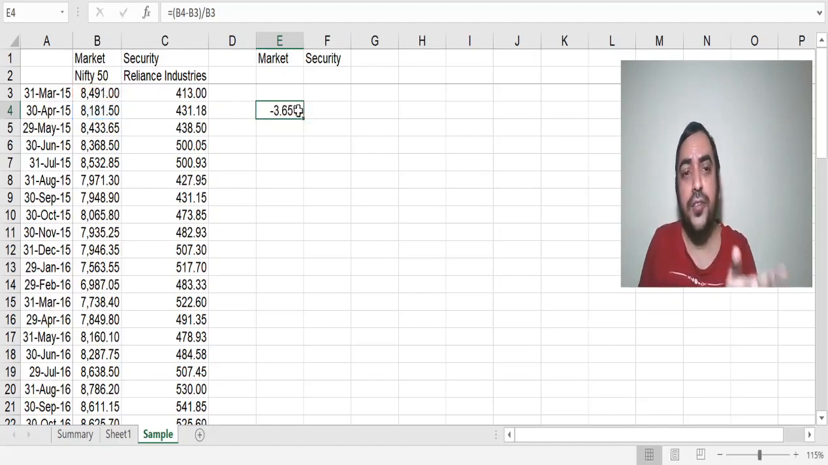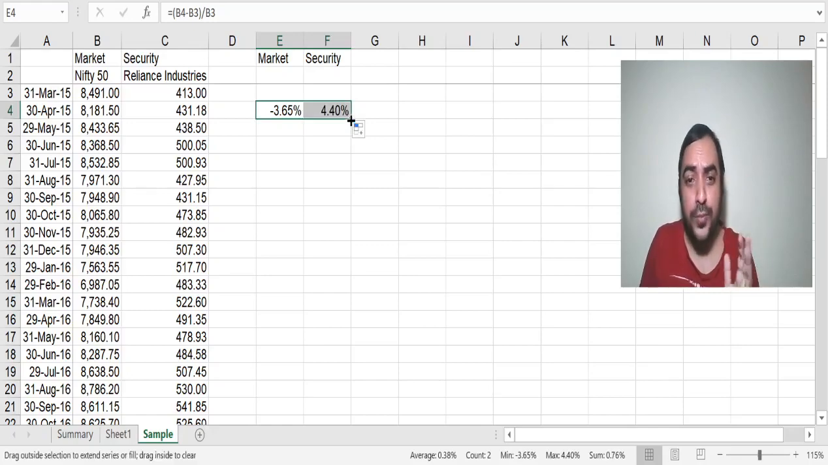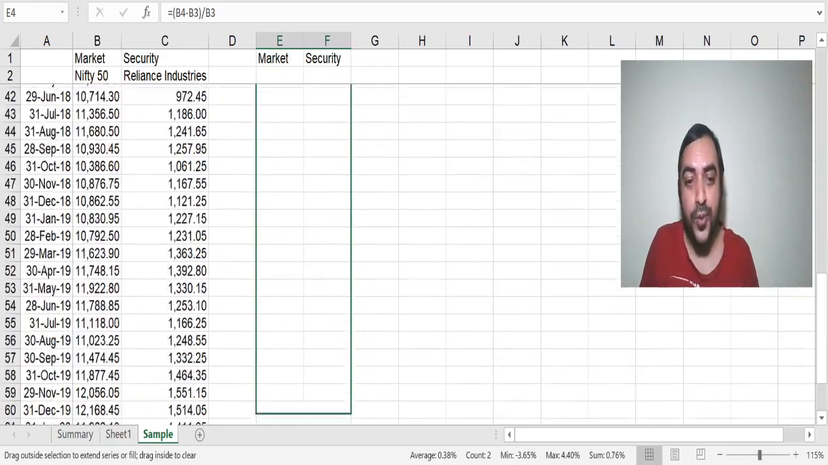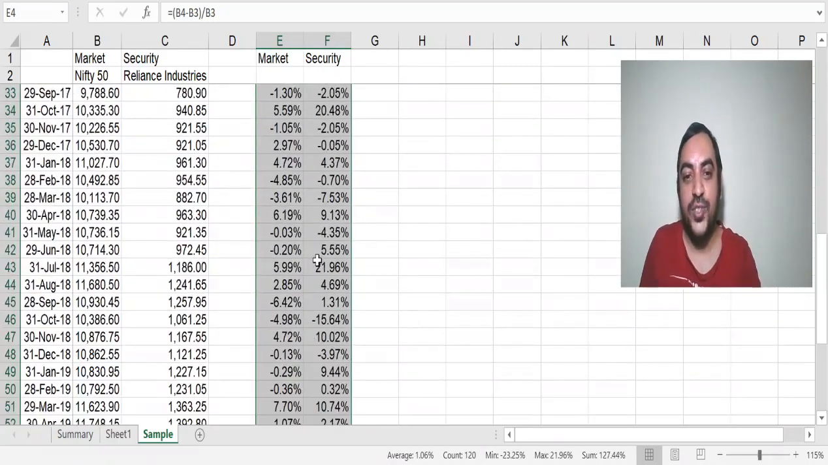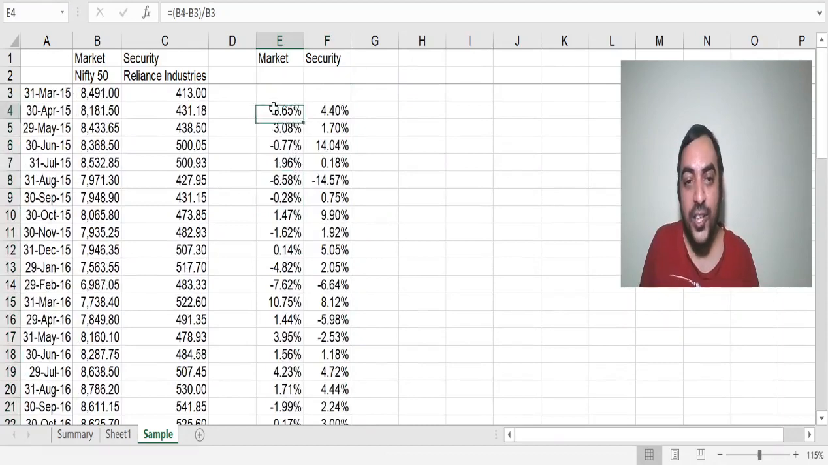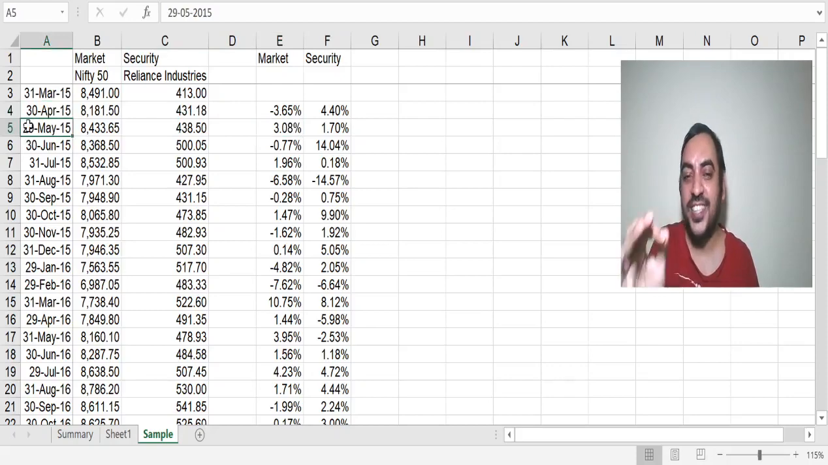Then even for Reliance Industries, I don't have to calculate again. Excel will do it. Just drag the formula, the copy paste will happen. You don't have to put the formula once more. You just drag the formula down, and all the returns are calculated. You see, all the monthly returns are calculated. So 3.65 is for the month of April 2015, 3.08 is the return for the month of May 2015. Like that, every month's return is calculated automatically in Excel.